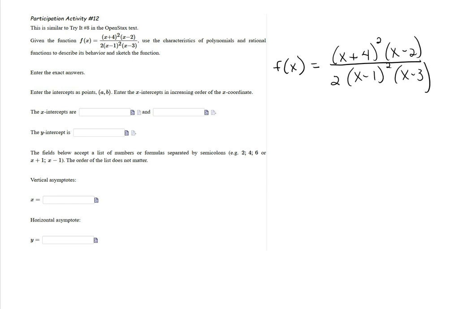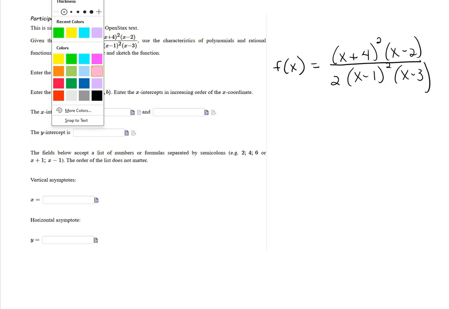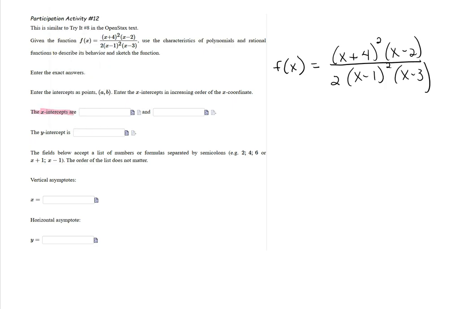After you've read everything about this, they want you to do a full-on graph, and they ask you to find any x-intercepts, any y-intercepts, any vertical asymptotes, and any horizontal asymptotes. So when we start with the x-intercepts, those are when y is 0.